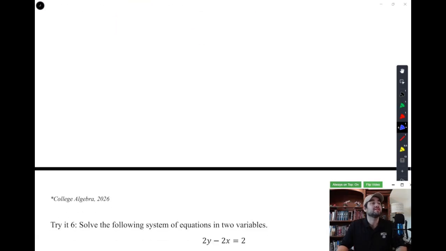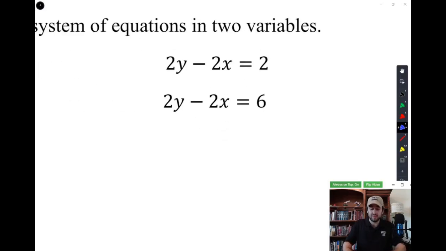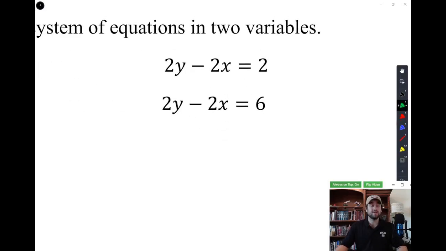All right, we need to look at some of these other types of systems, the inconsistent systems and the dependent systems, to kind of see what they look like when we plug and chug them in. So we want to solve these equations. The nice thing is they've already set it up for us, so something will cancel. So what I'm going to do is I'm just going to multiply the bottom by negative 1.